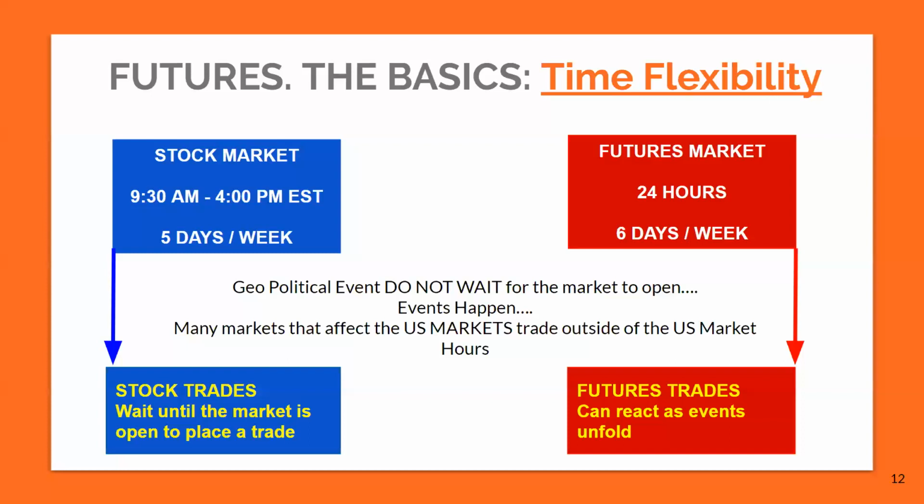Okay. All right. So the futures market is open close to 24 hours, almost 6 days a week. It's going to close today in about 45 minutes. And you can actually take advantage of all the moves that are happening outside of the US stock market hours. Because guess what? Geopolitical events and any kind of international event does not wait for the market to open, even happen. And many markets that affect the US markets trade outside of the US market hours. So I would much rather trade something where I can have control.